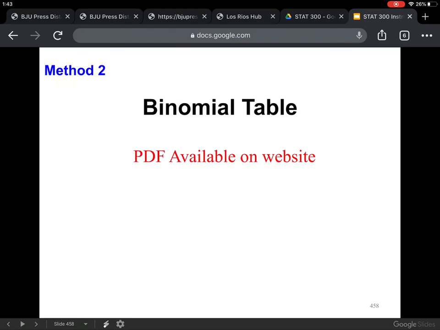Okay, in the next video I'm going to show you method 2, how to use the table, and the table is available on the website under tables, probability distribution tables. And then I'll also show you guys the calculator as well.